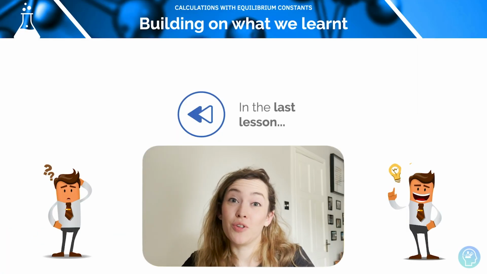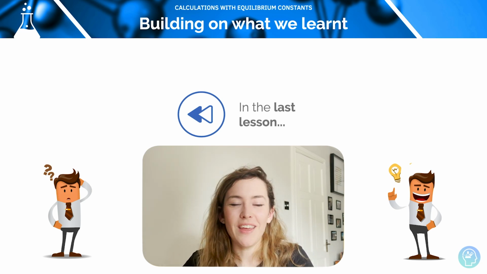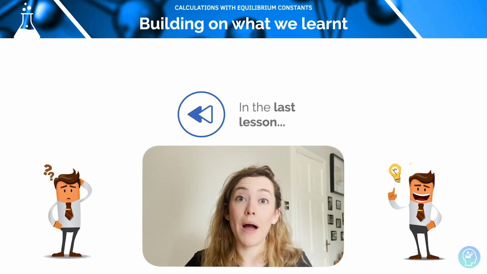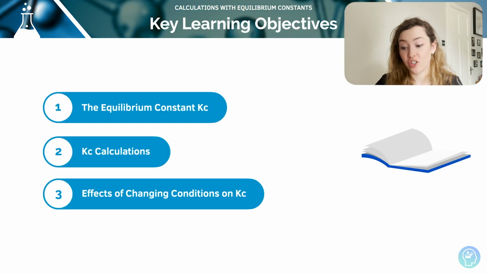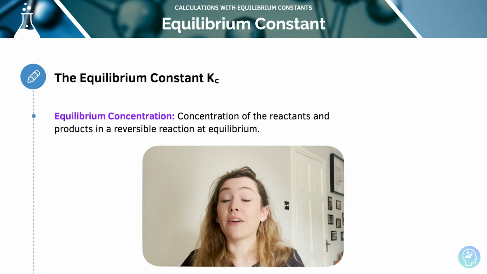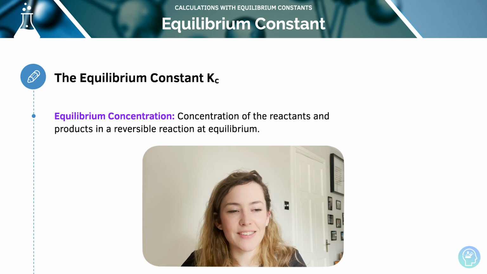Hi and welcome to this tutorial on calculations with equilibrium constant Kc. So in the previous tutorial we learned about compromising in temperature and pressure with the Haber and the contact process. So here we're changing track again, a slightly different topic, but still revolving around equilibrium. So we're introducing the equilibrium constant, Kc. We're going to look at calculations involving Kc and the effects of changing conditions, how that affects Kc.